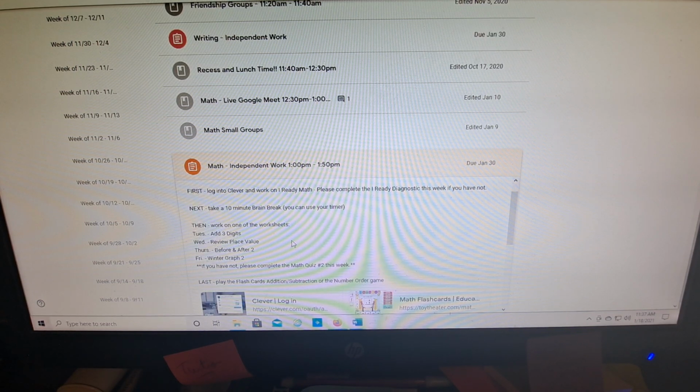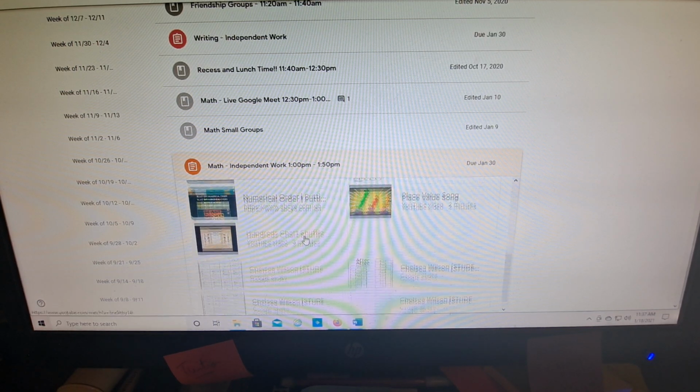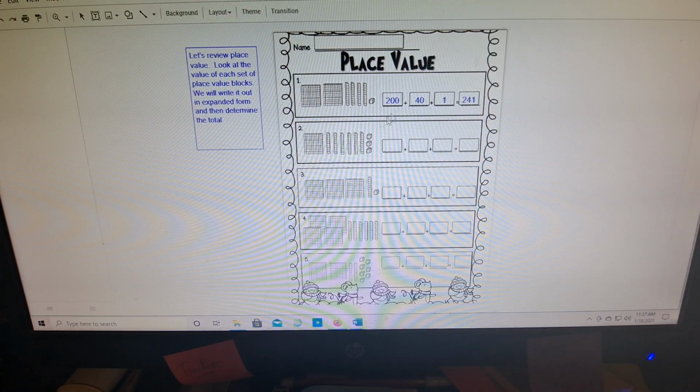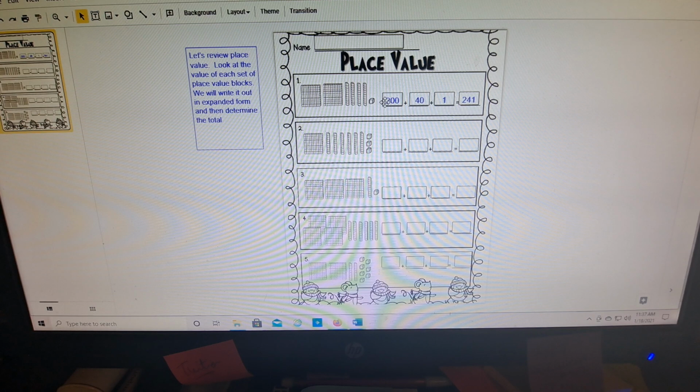On Wednesday, we're going to review place value with the place value song, and I don't know why they didn't go in order, but we'll be looking at our place value blocks and thinking about what the numbers are. Like the 2 hundred squares means it's 200, if I have 4 tens, it means it's 40, and I've got one block, which is 1. That's expanded form, and then the number is 241. We've talked about it before, and we're just going to do a review on that.